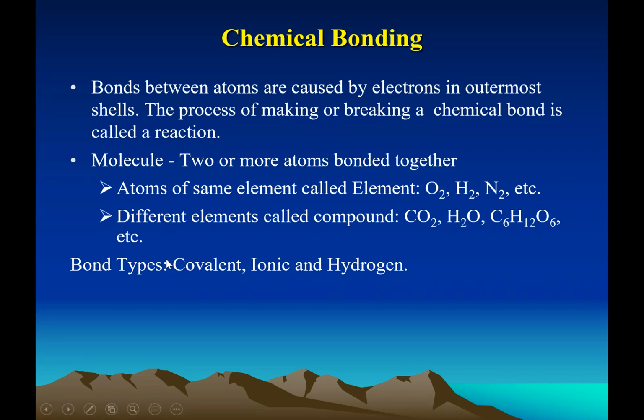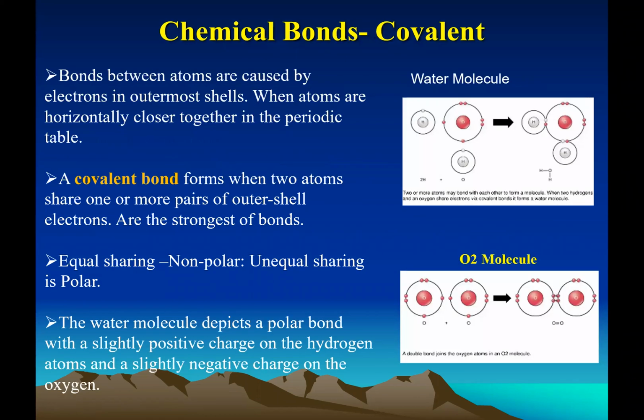So the most common bonds: all atoms are trying to get into a stable state. That is why they're forming all these bonds that we call reactions. The 3 common bonds in biology are the covalent bond, ionic bond, and hydrogen bond. We'll see each one of them.